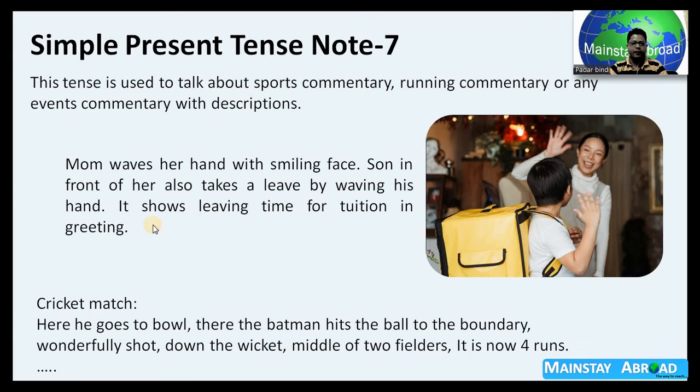All right, fine. So here is one cricket match example. Here he goes to bowl, there the batsman hits the ball. Okay, there the batsman hits the ball to the boundary. Wonderful shot down the wicket, between two fielders. It's now 4 runs, right? So one can make a speech like this. It may be a little fast, but it describes a series of actions one after another, and there one can bring in running commentary. So in that way we use simple present tense.